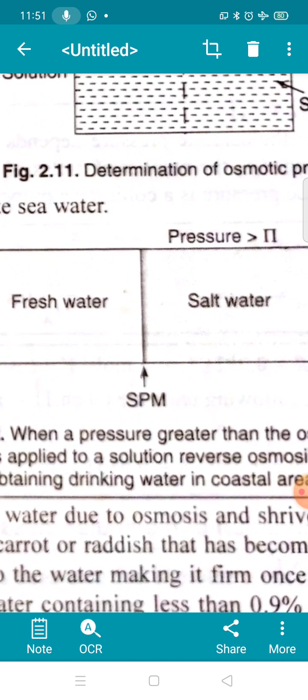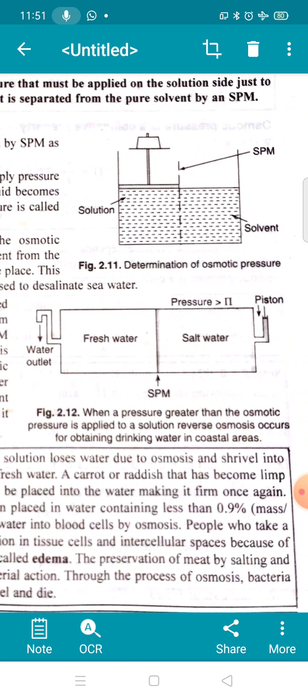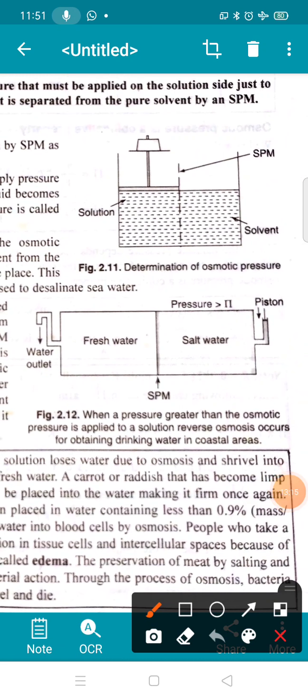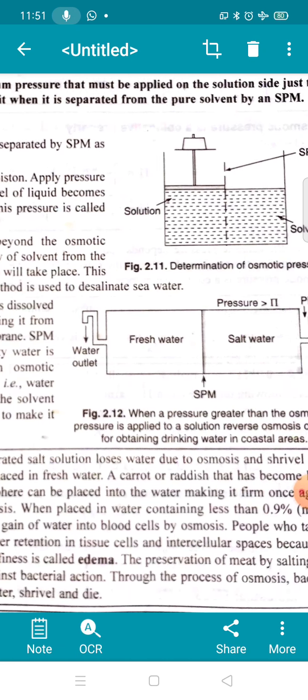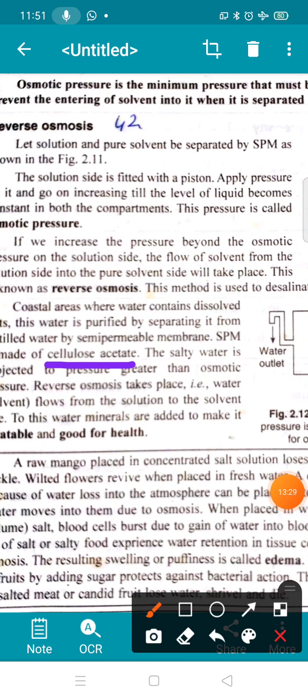Semi-permeable membranes are usually like balloons. Natural semi-permeable membranes are animal bladders and parchment papers, but those naturally occurring membranes cannot withstand such high pressure, so they burst at a certain point of time. That is why a man-made or synthetic semi-permeable membrane is used, which is called cellulose acetate. You will find the name somewhere here. Yeah, it is there. Cellulose acetate is used as a semi-permeable membrane which can withstand a lot of pressure without bursting.